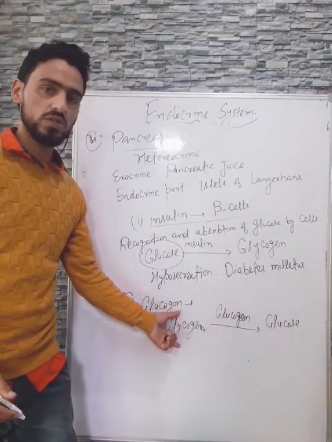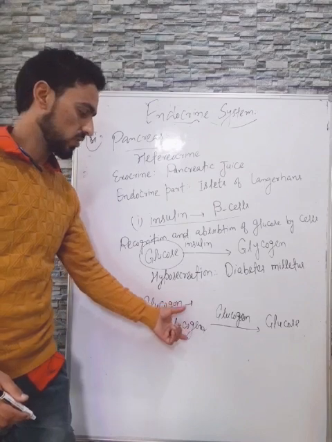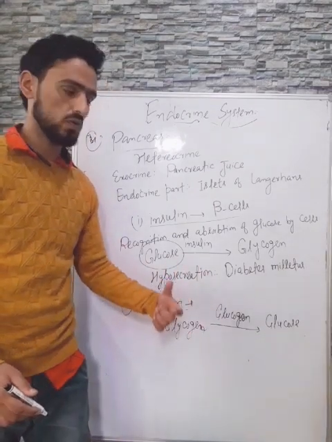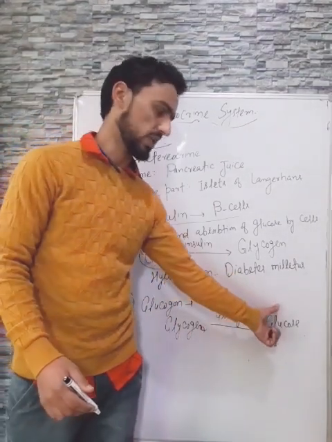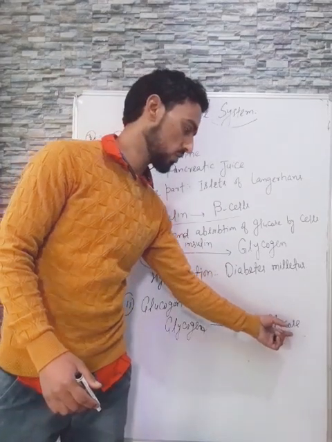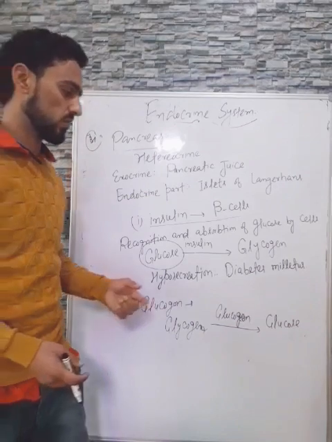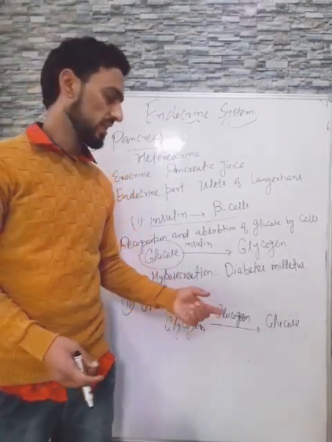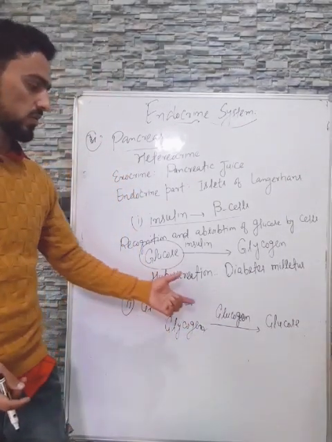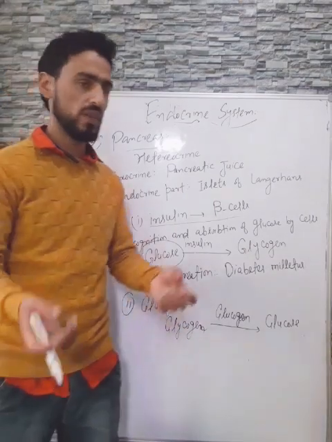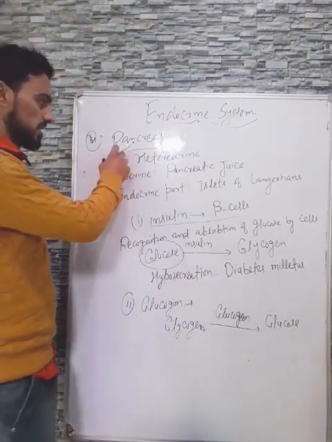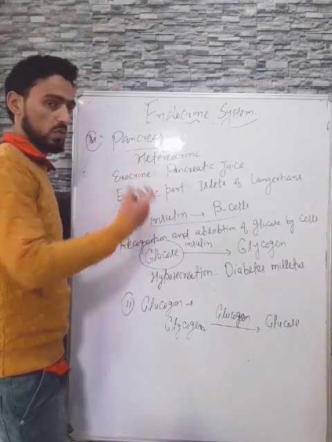Whatever glycogen is stored in our body is broken down into the usable form that is known as glucose. This glucose is now present in the blood, and our body can use this glucose very well. In this way the glucagon performs its function.